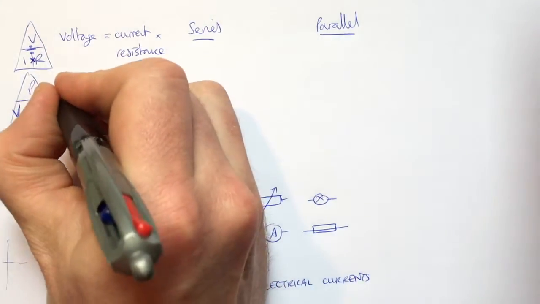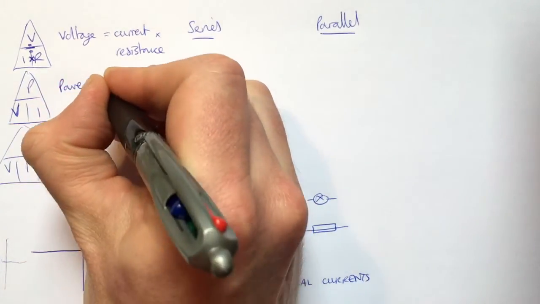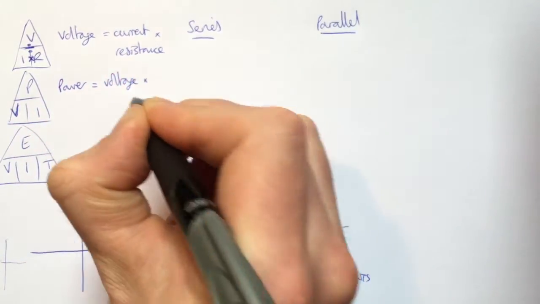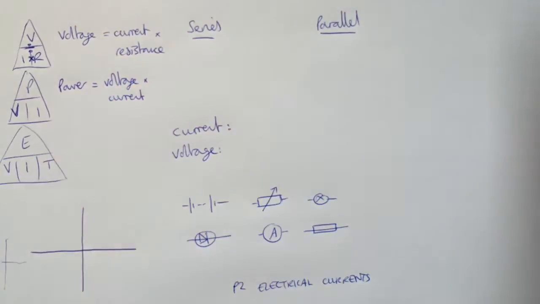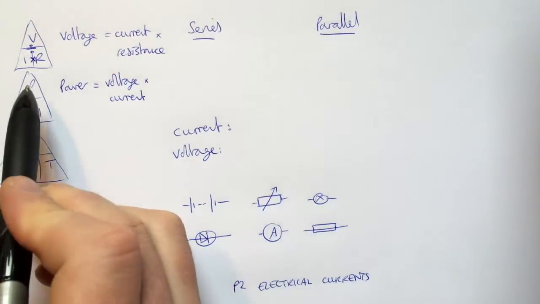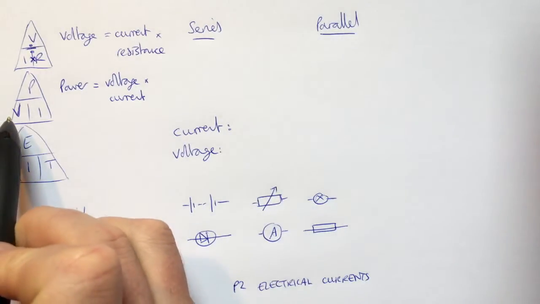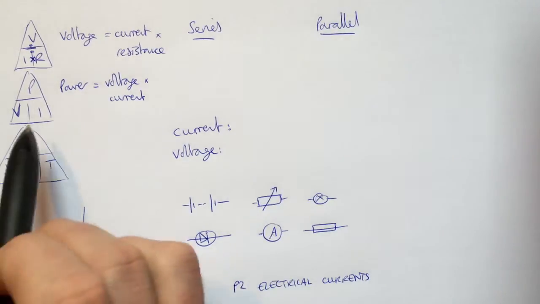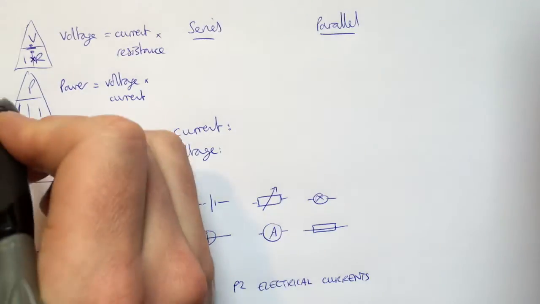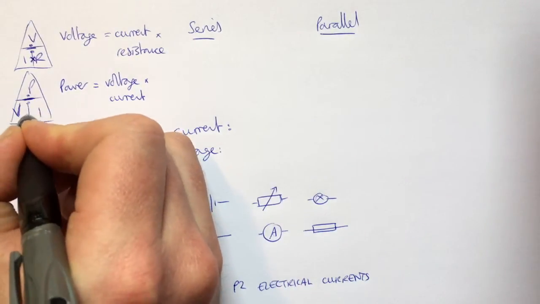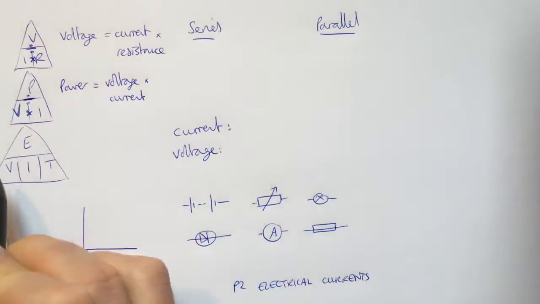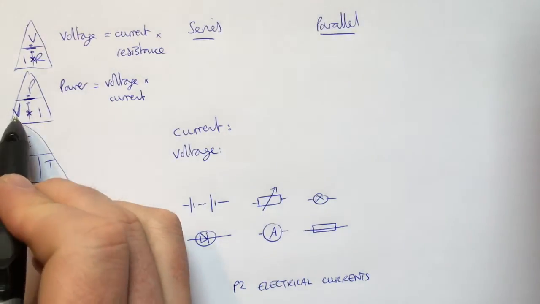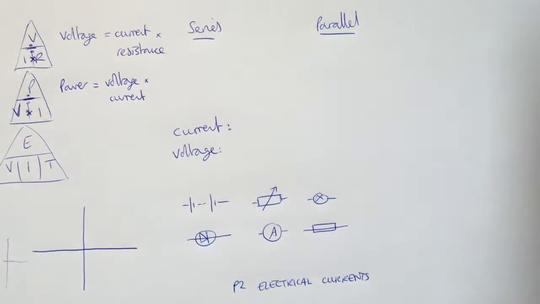This one, power equals voltage times current. So you might be asked to work out the power of an appliance by them giving you the voltage and the current. Or you might be given the voltage and the power and asked to work out current. Same idea, remember this line means divide and this line means times. So power equals voltage times current. Voltage equals power divided by current, and current equals power divided by voltage.